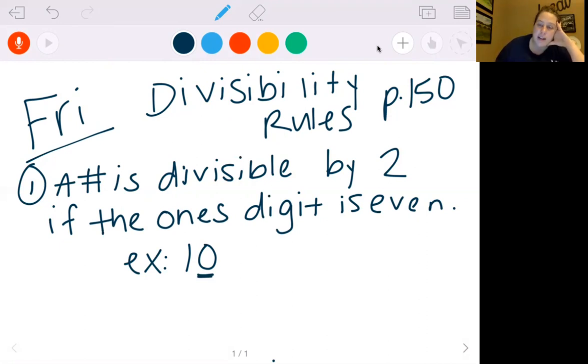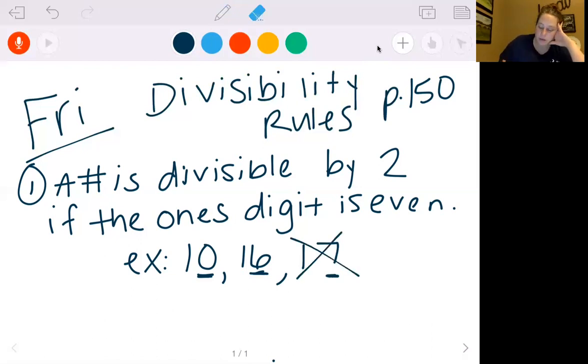If you can divide the number and not get a remainder, then it works. If I gave you 16, 6 is in the ones position and it is even, so it can be divisible by 2. If I gave you 17, 7 is in the ones place. 7 is not an even number, so it cannot be divisible by 2.